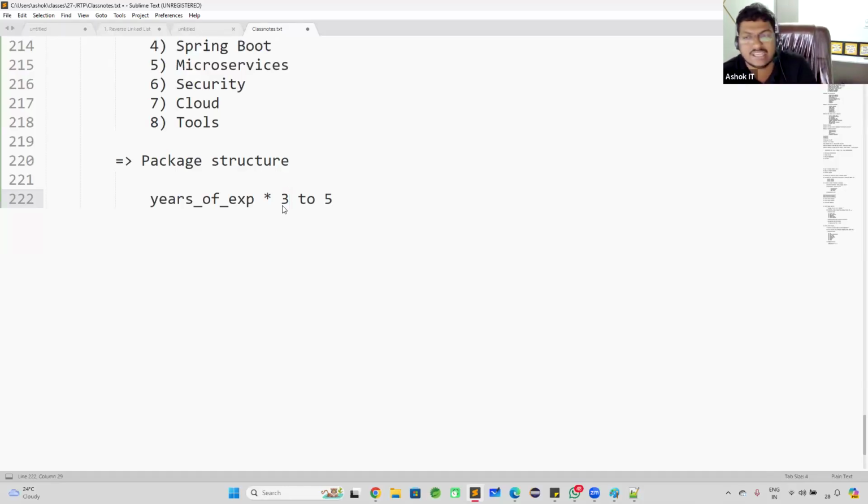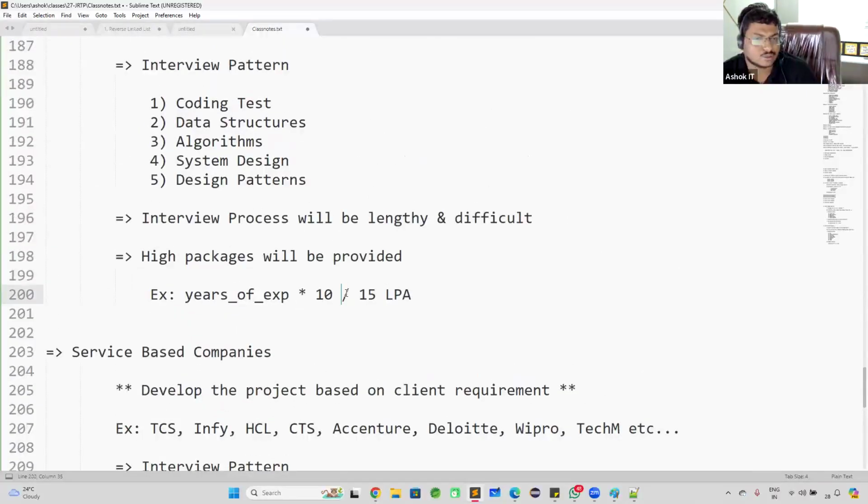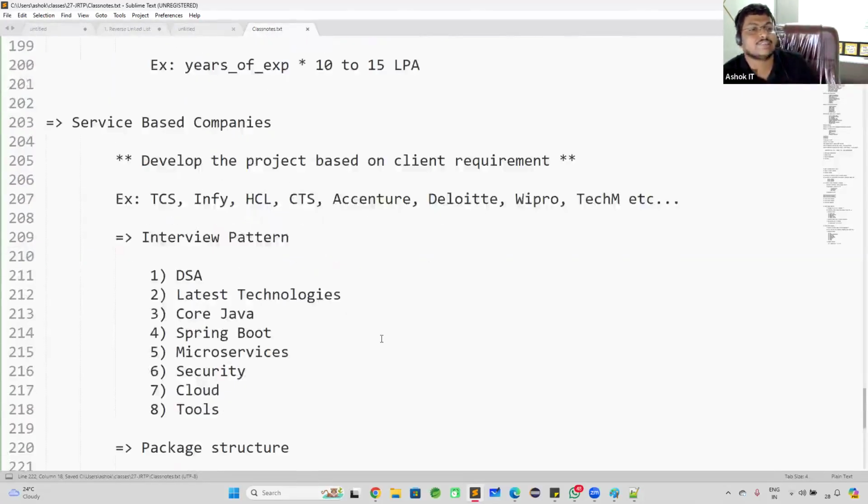Based on the company budget, they will decide your salary structure. But most of the service-based companies will follow this bracket. So your years of experience multiplied by 3 to 5 LPA, they will offer. Okay. So when you go for product-based companies, 10 to 15 LPA they will offer, years of experience multiplied by 10 to 15. So here, years of experience multiplied by 3 to 5 lakhs will be available in the service-based companies.